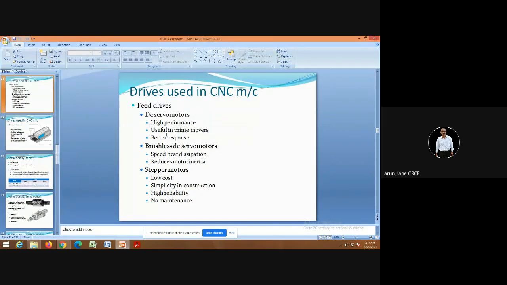Brushless DC servo motors also can be used. Since it is brushless, the maintenance is less, because you don't have to clean or change the carbon brushes frequently. Another advantage of the brushless DC servo motor is that heat dissipation is good and motor inertia is also less.